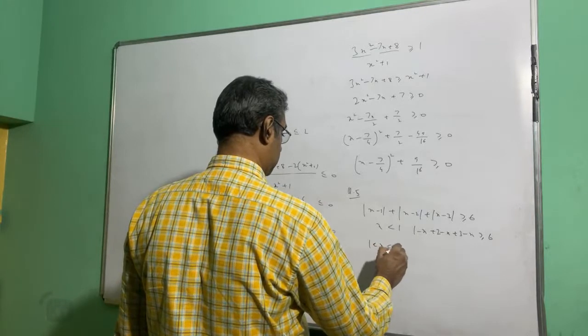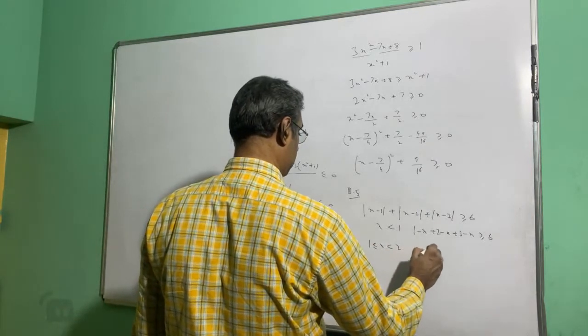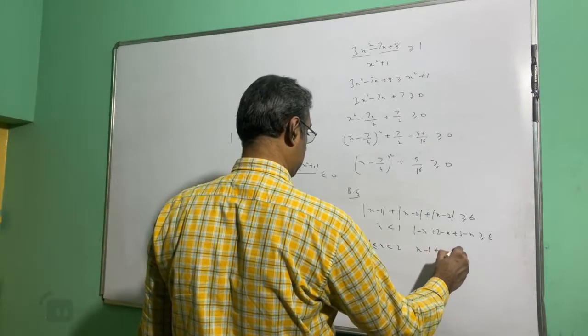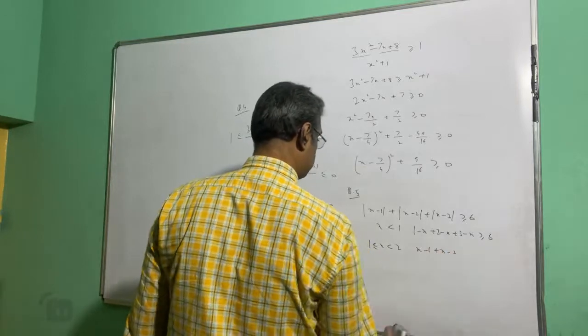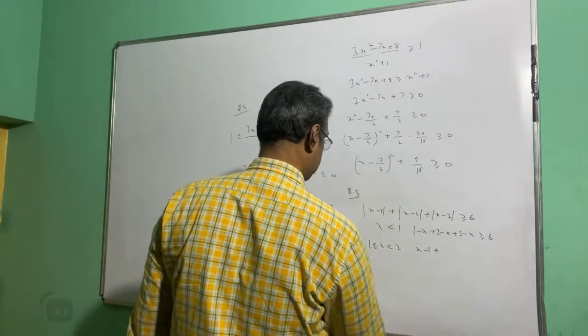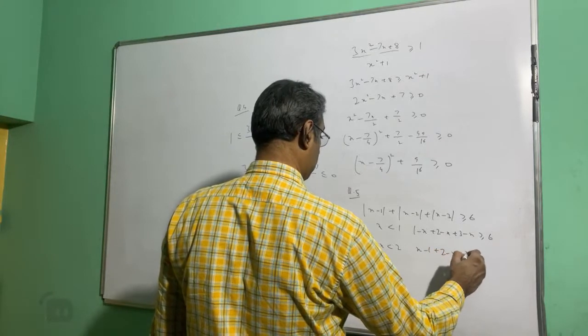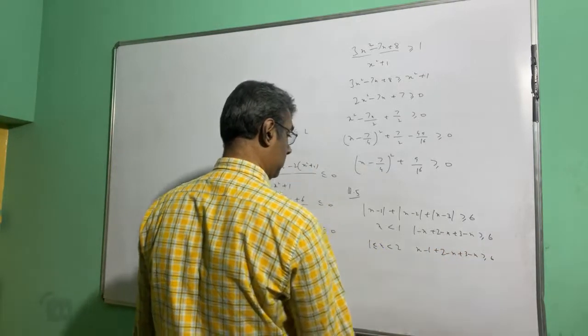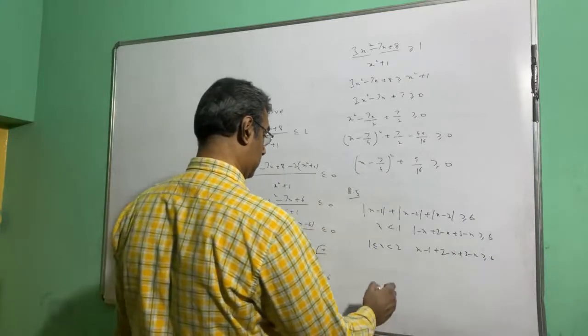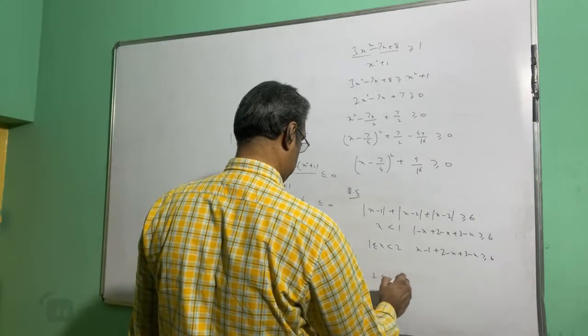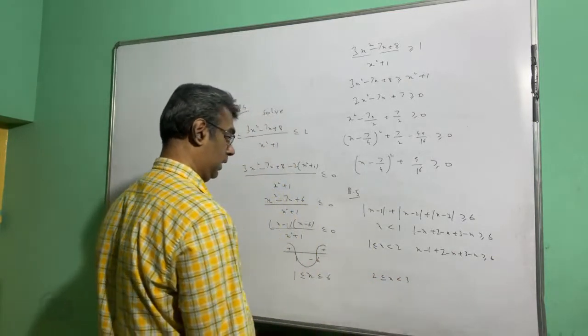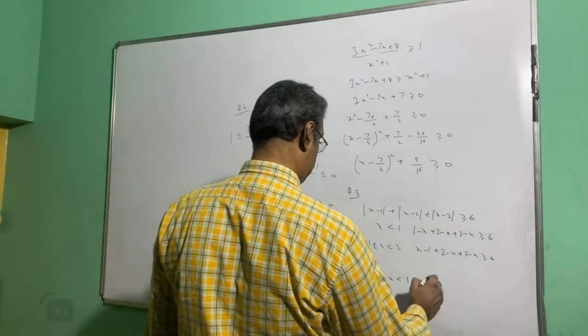Suppose x is between 1 and 2. So (x − 1) + (2 − x) + (3 − x) greater than or equal to 6. Suppose x is between 2 and 3.